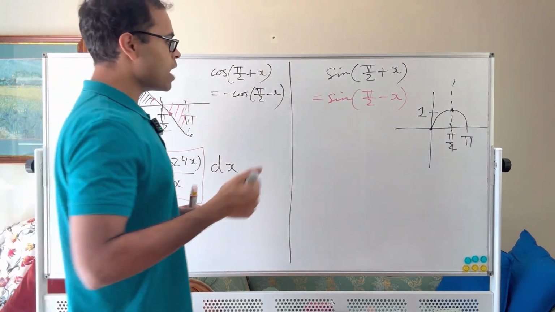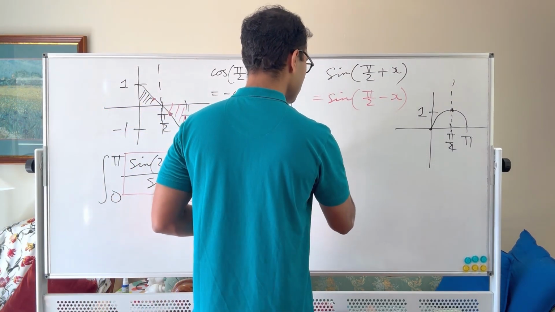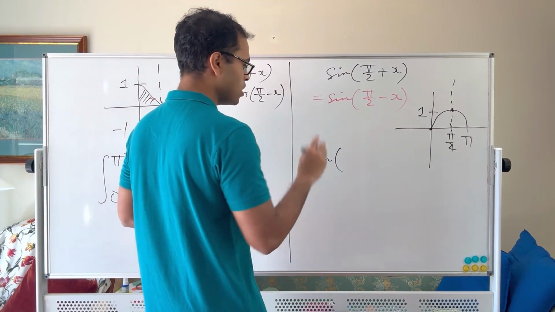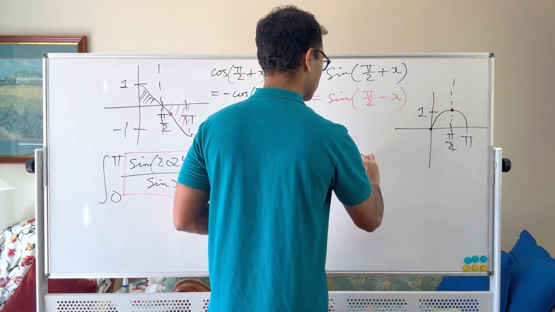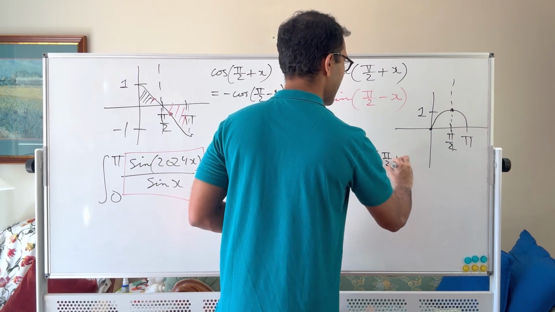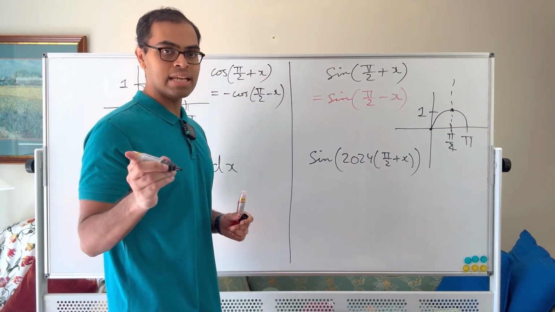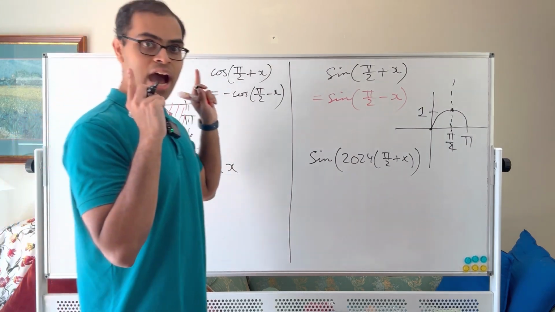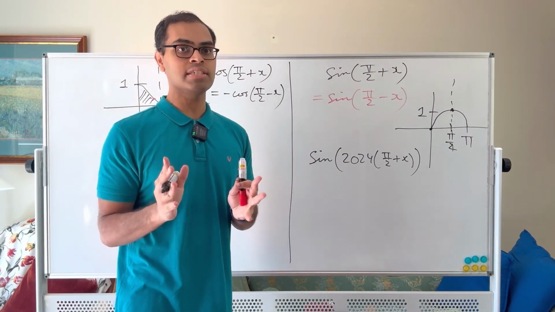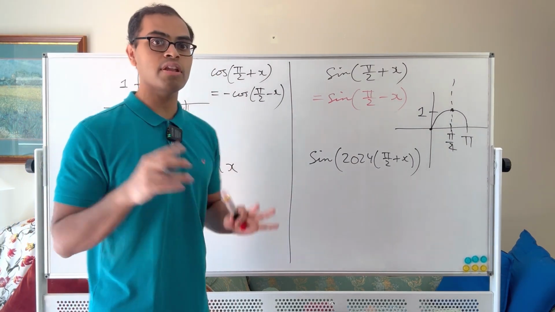What happens if we multiply with 2024? So here we're not going to graph, but we're just going to think about it. We're going to look at sine of 2024 times pi over 2 plus x, and we're going to look at sine of 2024 times pi over 2 minus x. And watch till the end, because I'm going to share with you an interesting question about what happens if we change 2024 to 2023.